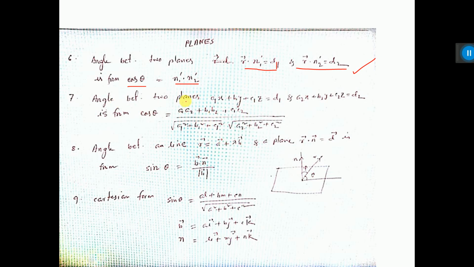But if these two equations are Cartesian, a1x plus b1y plus c1z equal to d1, a2x plus b2y plus c2z equal to d2, then its formula will be a1 a2 plus b1 b2 plus c1 c2 by root over of a1 square plus b1 square plus c1 square into root over of a2 square plus b2 square plus c2 square.